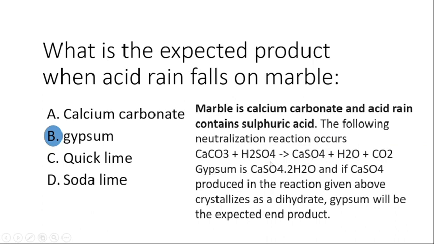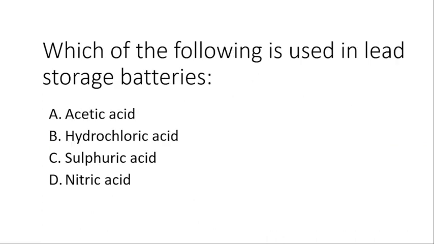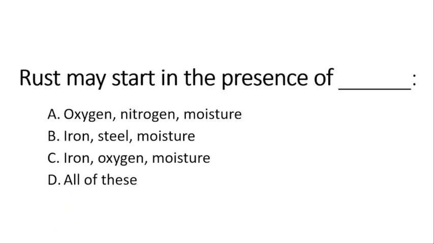Gypsum is chemically a dihydrate of calcium sulfate, and if this calcium sulfate, which has been produced in this reaction, crystallizes as a dihydrate, we can say that gypsum will be the end product of the reaction of acid rain with marble. Which of the following is used in lead storage batteries? And the correct answer is sulfuric acid.